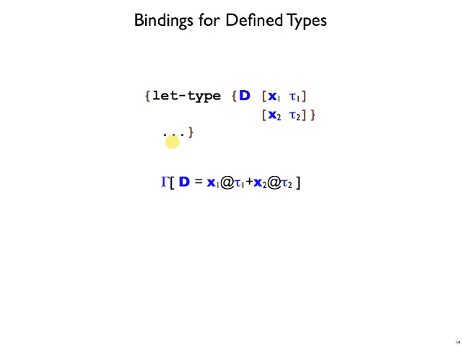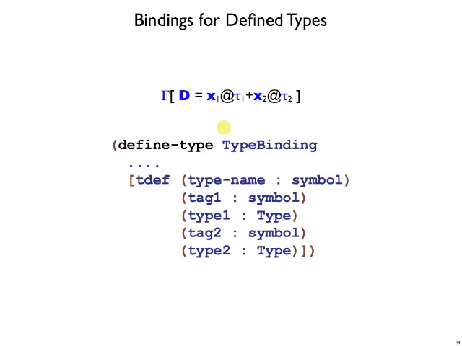So as we enter in typecheck the body of let type, we need to record the name of the defined type, which I'm going to abbreviate with a capital D, its variants, and the types of the fields that go with each variant. So we'll have a new kind of extension to the type environment that records that D can be x1 or x2, and that x1's field type is tau1 and x2's field type is tau2. That's how we'll write it in our mathish notation.